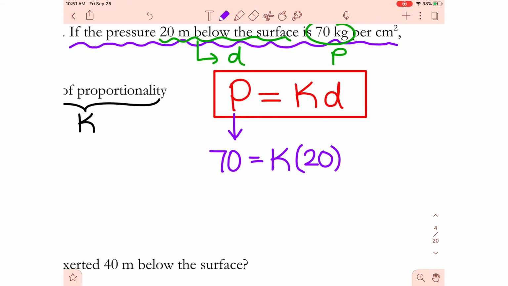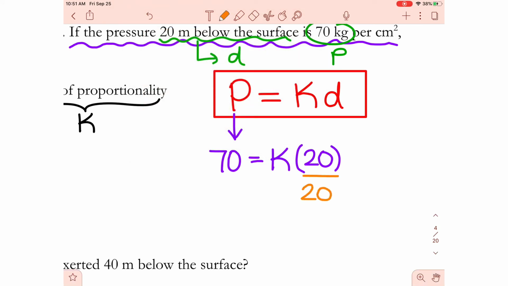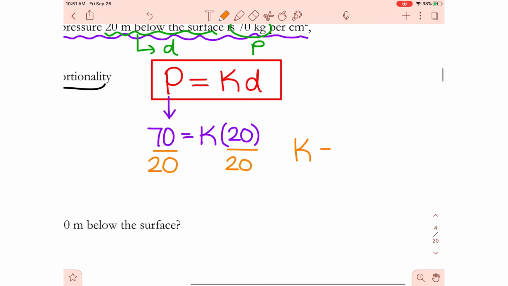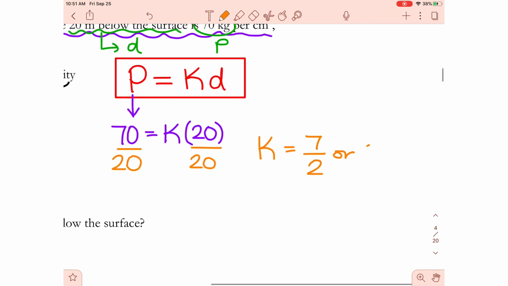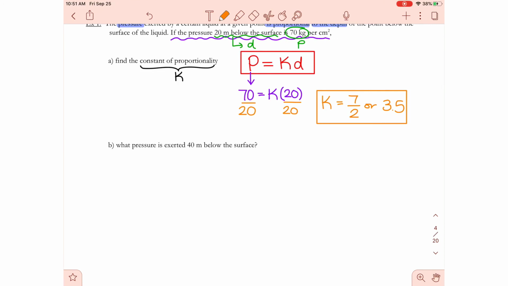So now we are going to solve for K. I'm just going to divide over that 20. I like to leave it as a fraction, but you could leave it as a fraction or as a decimal. So 7 over 2, or 3.5. That's your K value.